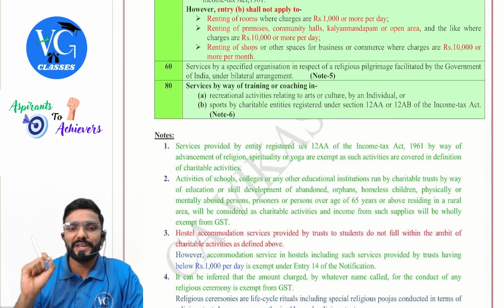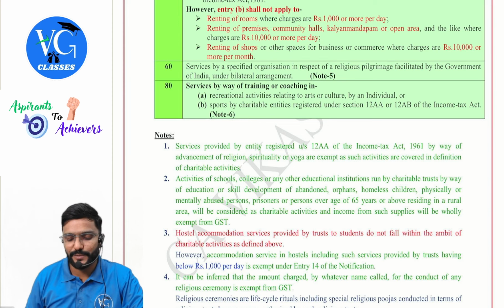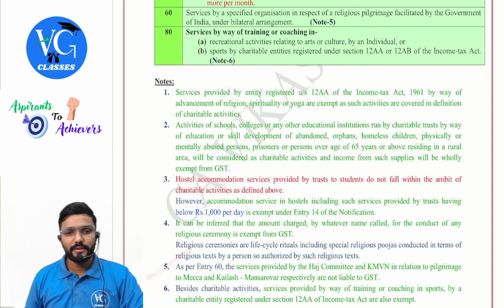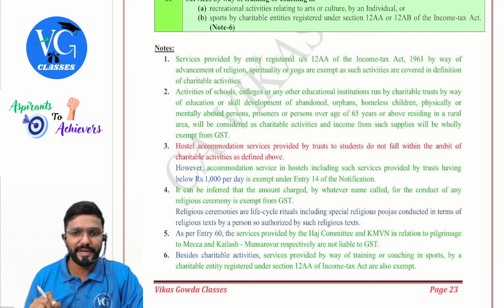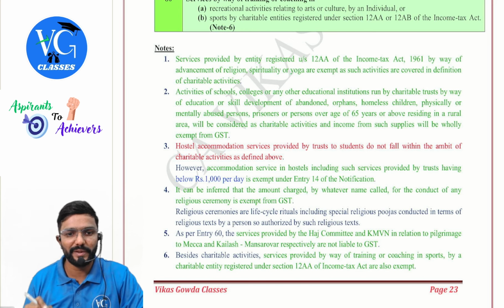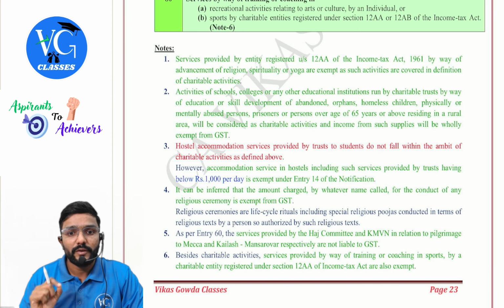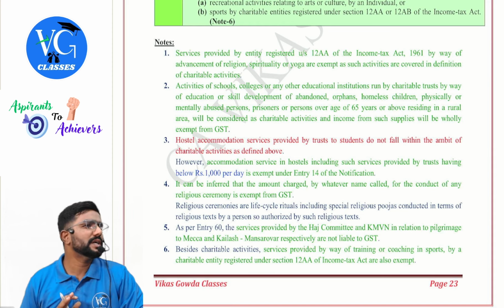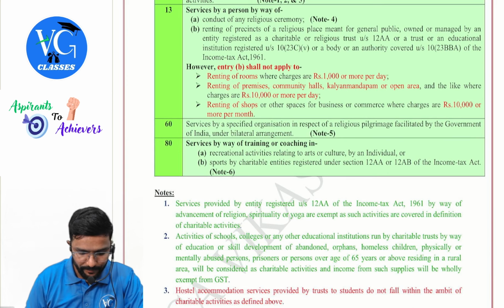60. Services by specified organization in respect of religious pilgrimage facilitated by the government of India under bilateral arrangement. Only two travels are covered here. Let us see. Note 5. As per entry 60, the services provided by Haj Committee and KMVN in relation to pilgrimage to Mecca and Kailash Manasarovar will be exempt, guys, are not liable to GST. Only those two are exempt. Yes, sir. They are the only two which have been notified by the government.